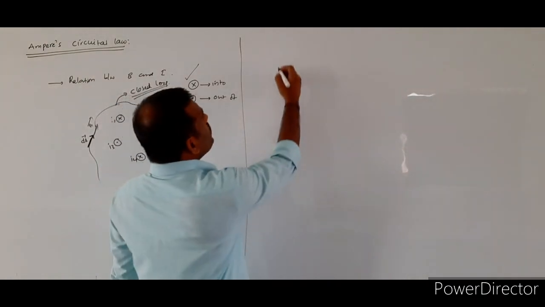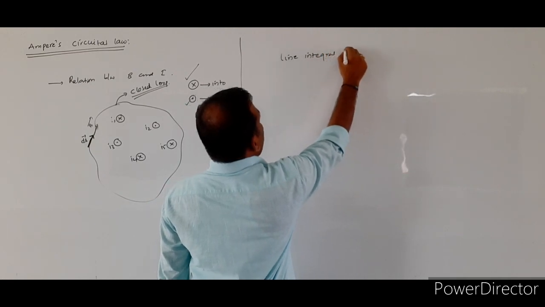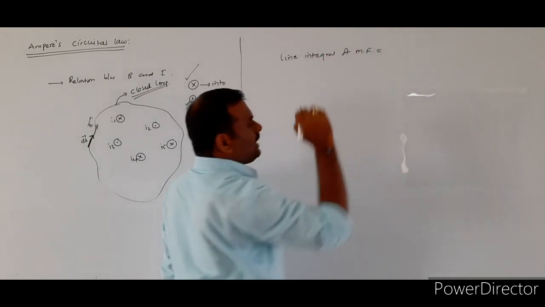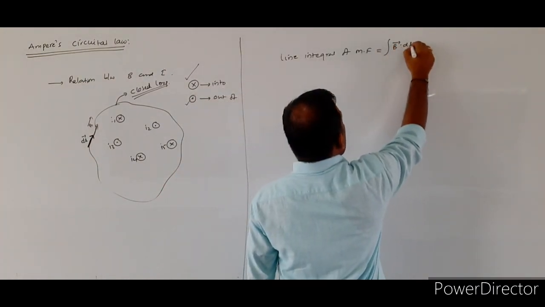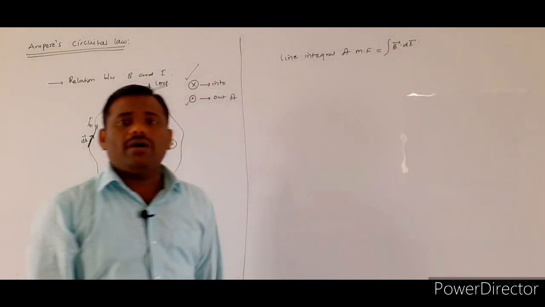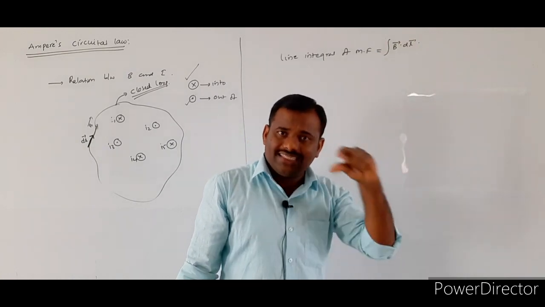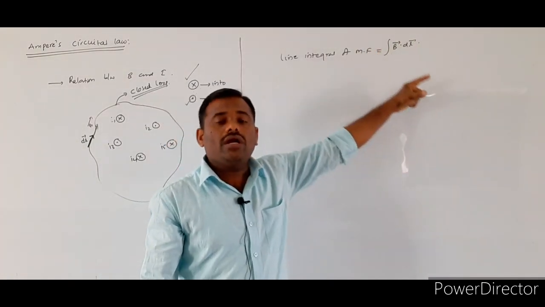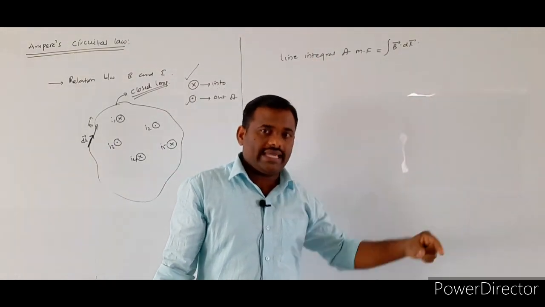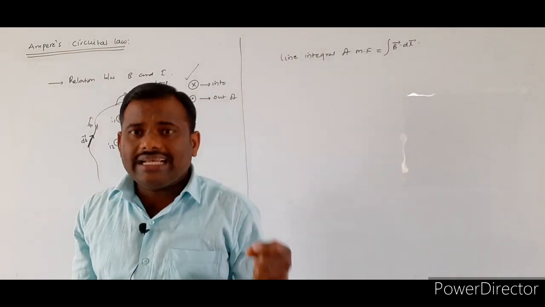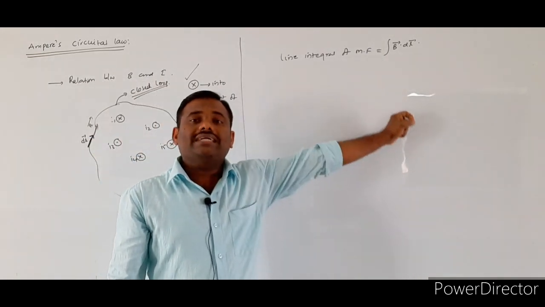Now, how can we write the line integral of the given magnetic field? The line integral of the magnetic field is nothing but the integral of B bar dot dl bar. The integral of B bar dot dl bar is called the line integral of the magnetic field. Once again, in the definition we said, the line integral of the given magnetic field over a given closed path is equal to mu naught times the net current.